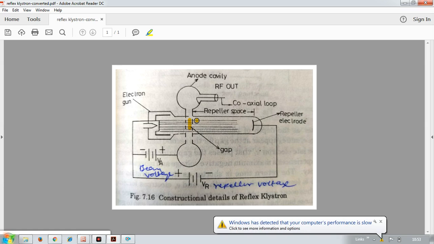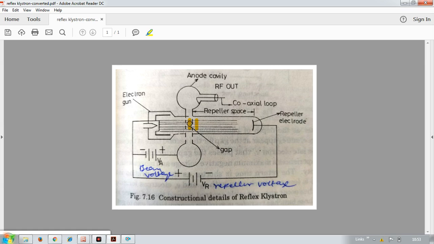Next, the early electrons that pass the gap before the reference electrons experience a maximum positive voltage across the gap, and hence these electrons are accelerated. They move with greater velocity, penetrate deeper into the repeller space and return back and meet the reference electron at the same time in the gap.